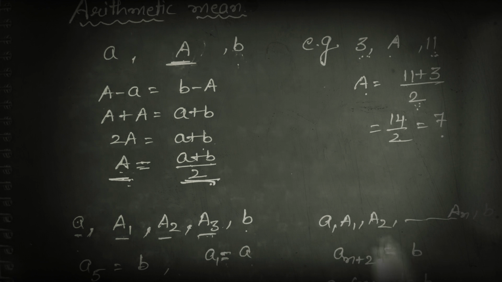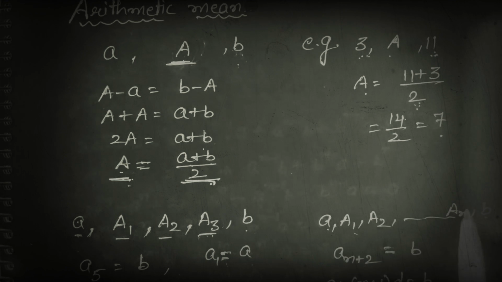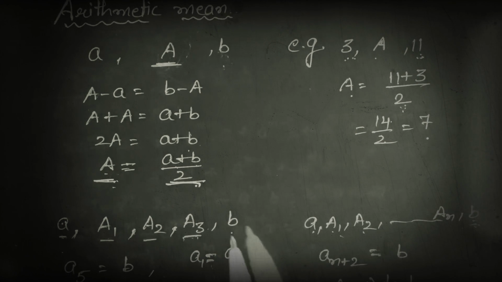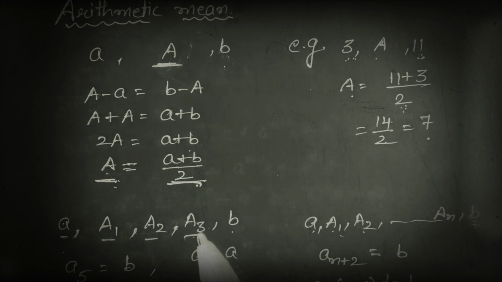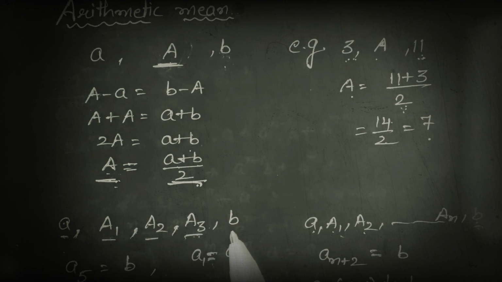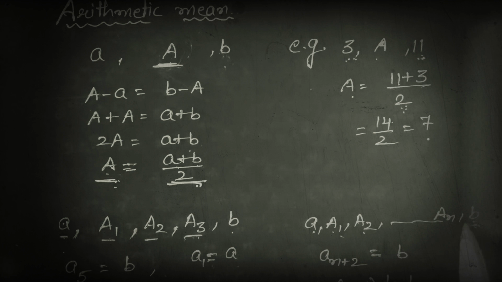We can use the same approach for this question also. Suppose a and b are two numbers and we want to insert n arithmetic means between them. Then look at these values. This is the first term, this is the second term, this is the third term and so on. b is the (n plus 2)th term. Why the (n plus 2)th term? Look at this. With 3 arithmetic means, b is the fifth term, the last term. Here n is the number of arithmetic means, so n plus 2 is the last term. So a(n+2) is equal to b.